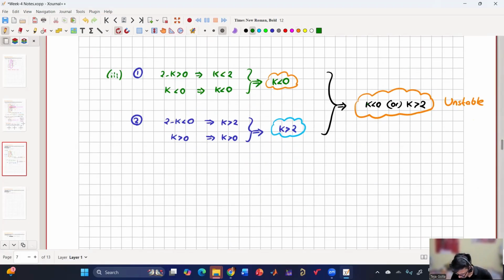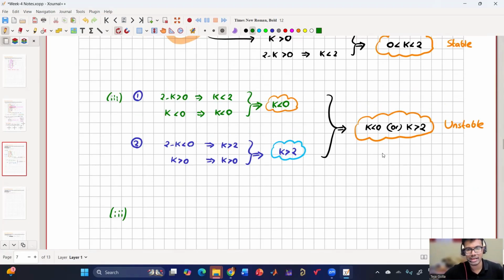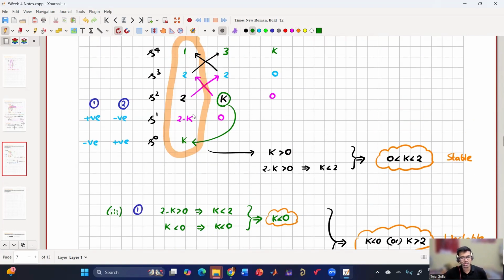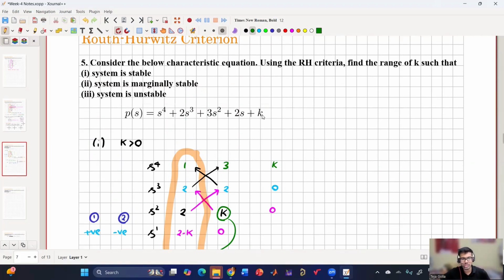Now can you comment on marginally stable? So K equals 0 or K equals 2. If you put these values, one element will become 0, and then we calculate the roots. K equals 0 is easy: then I have s to the power 4, 2s cube plus 3s square plus 2s. Now I can take s common, so one pole is at the origin, which is on the imaginary axis, so it is marginally stable.